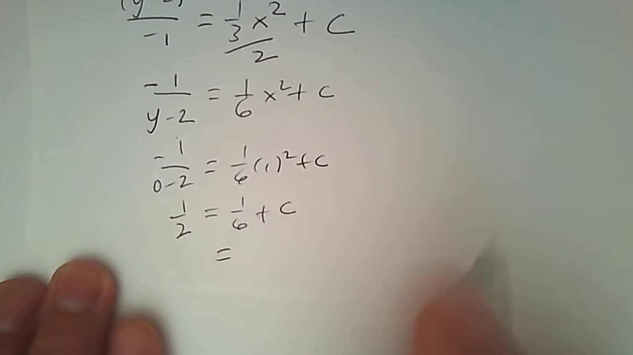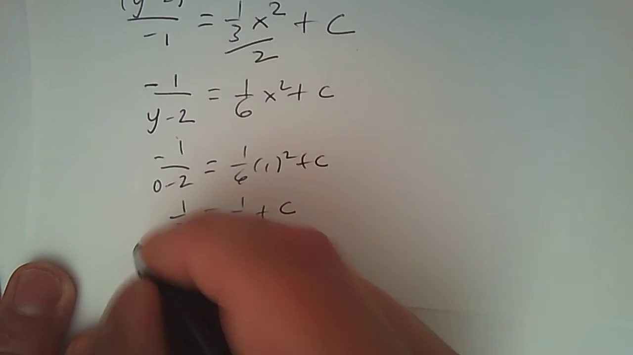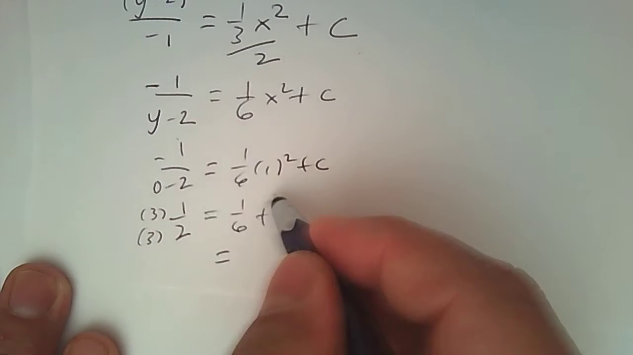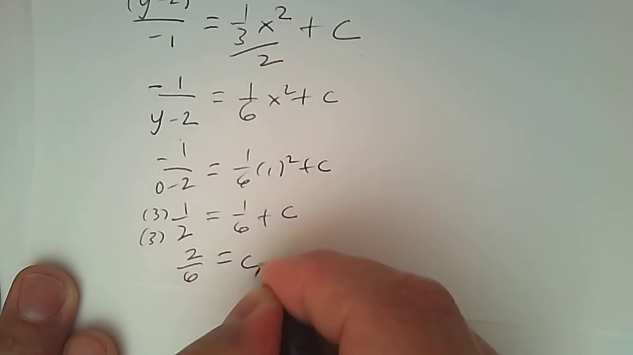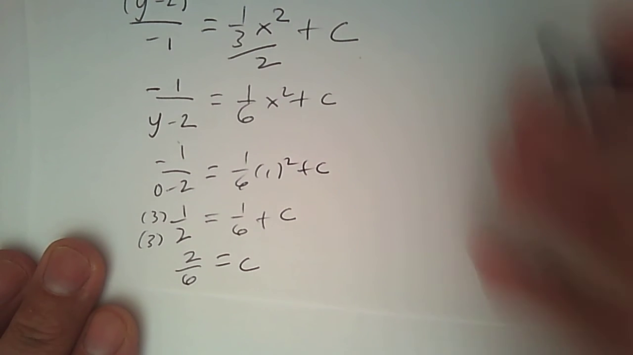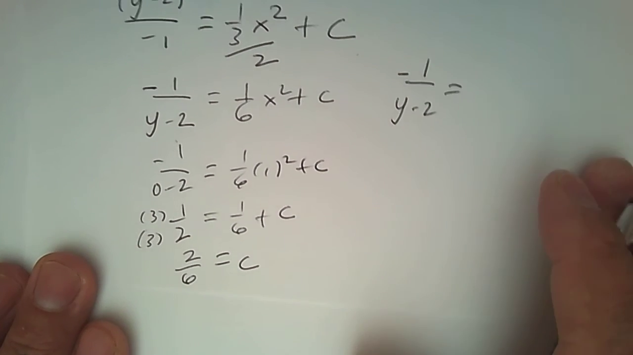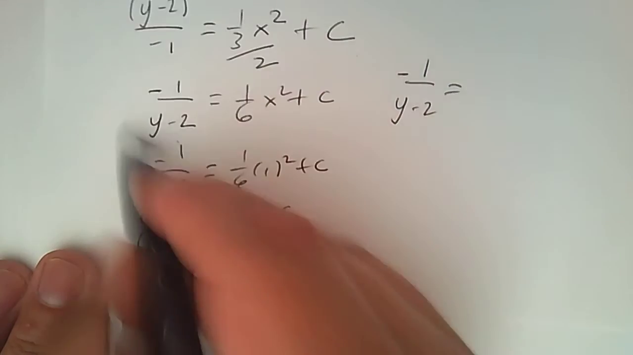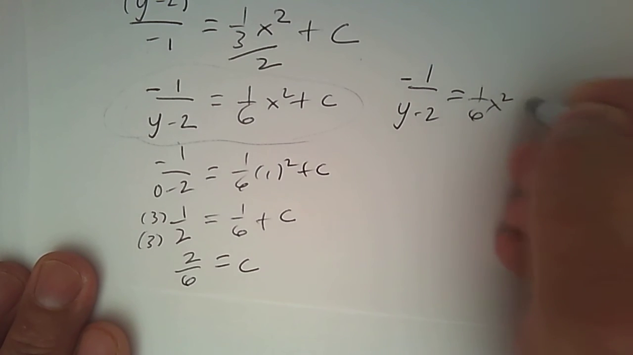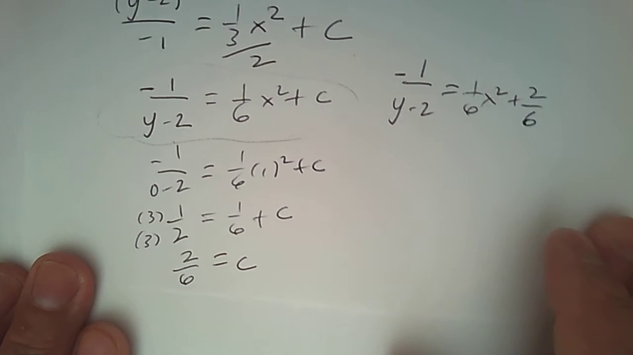Subtract 1/6 to the other side. You could do this. So if I'm subtracting, I need common denominators. So I'm going to multiply by 3 top and bottom to get common denominators. So that means 3 take away 1. You do not need to simplify. This is 2/6. Leave it that way. Then let's put it all together again. So over here we had negative 1 over y minus 2. So go back to the point where you plugged in. So we have to go back to here. And then where there's a c, we now know c is 2/6 or 1/3, whatever makes you feel better.